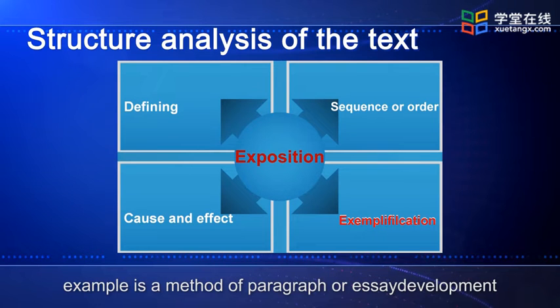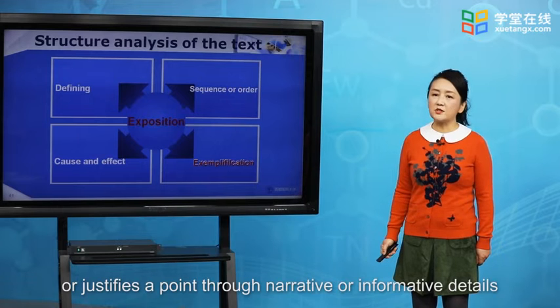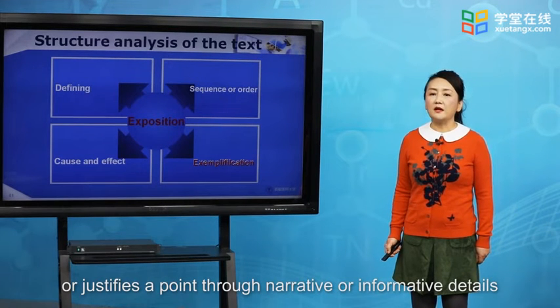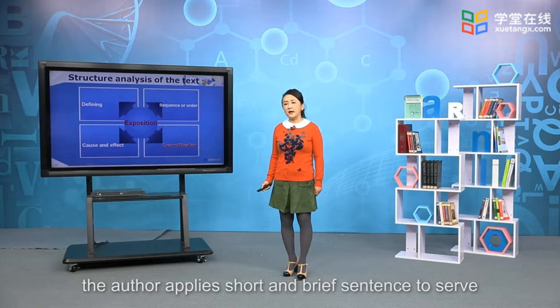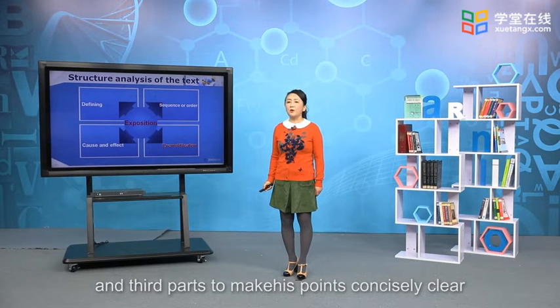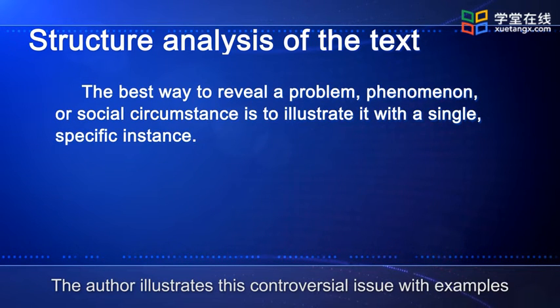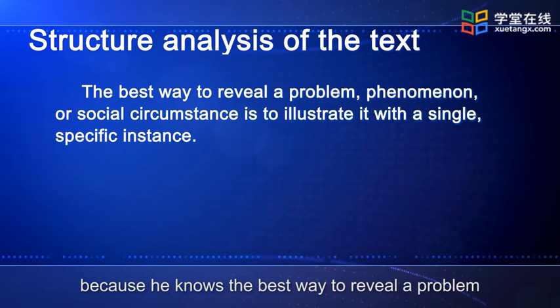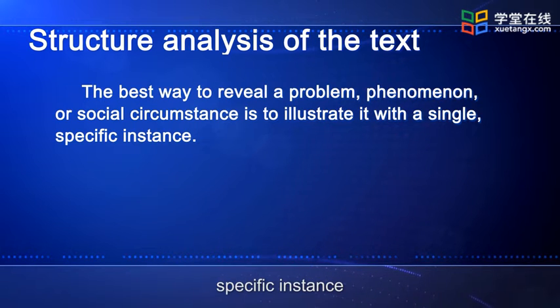example is a method of paragraph or essay development by which a writer clarifies, explains, or justifies a point through a narrative or informative details. Like what I've said previously, the author applies short and brief sentences to serve as the topic sentence of each paragraph in the second and third parts to make the point concisely clear. That's not enough. The author illustrates this controversial issue with examples because he knows the best way to reveal a problem, phenomenon, or social substance is to illustrate with a single specific instance.